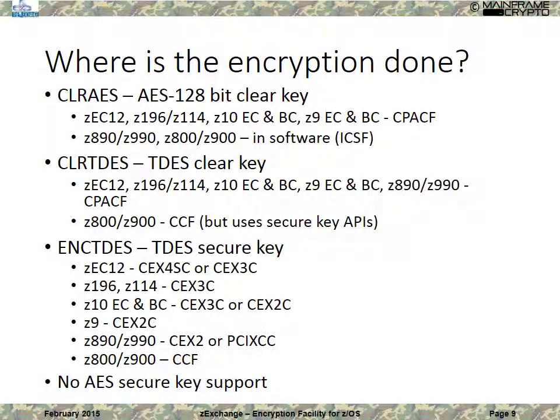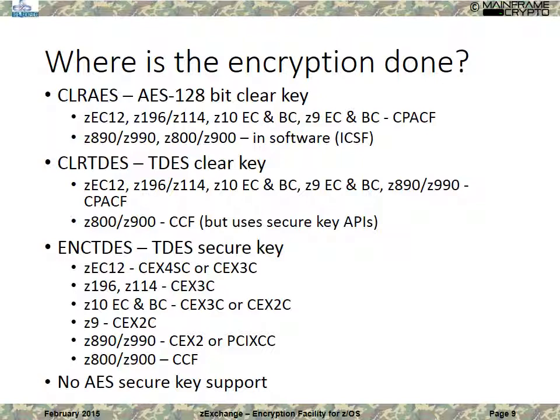Once you've told the encryption facility where the key material is going to come from, whether you specify the password option or the RSA option, you then have another choice to make in terms of how and where you want the actual encryption work to be performed. So you've got a couple options. You've got clear AES, you've got clear TDES, and you've got encrypted TDES. If you specify clear AES, what you're telling the encryption facility to do is to use an AES 128-bit key on the clear key technology using the symmetric algorithm running on the CPACF hardware. It's going to be performed with AES 128-bit encryption.